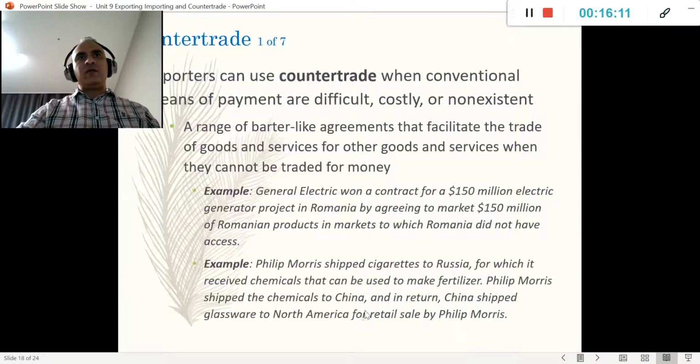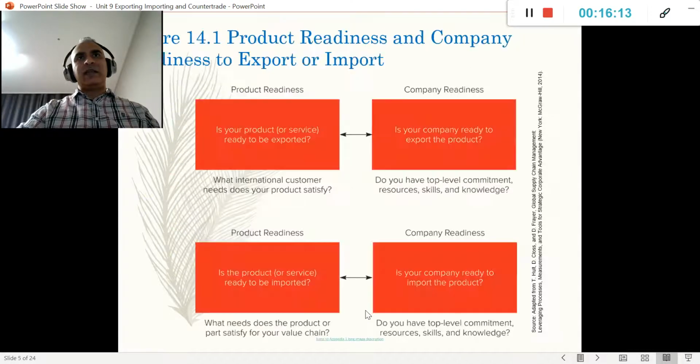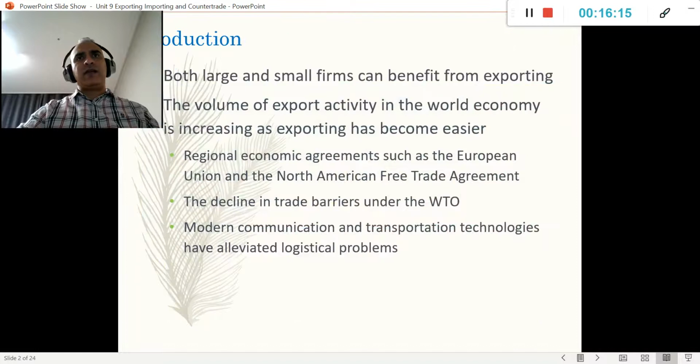So anyway, exporting has a lot of benefits, but in the end it's also very tricky and very troublesome, and it's something that we need to understand.